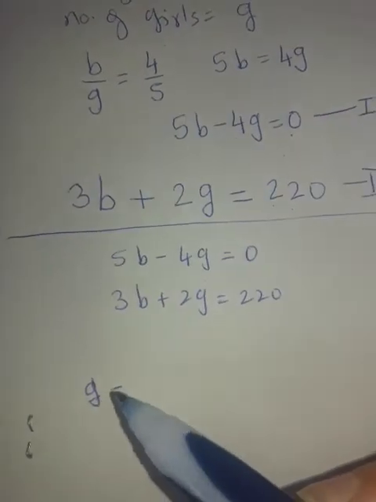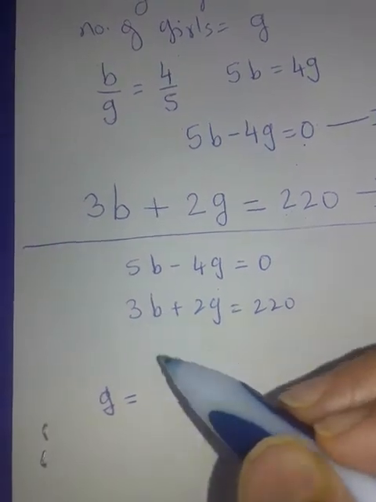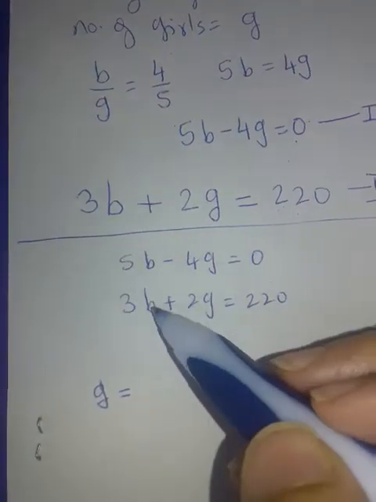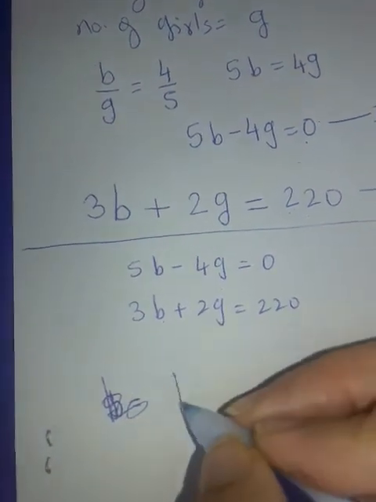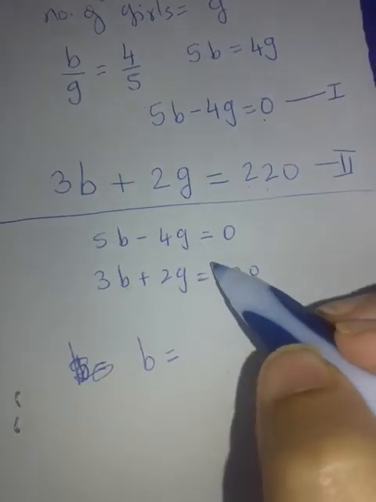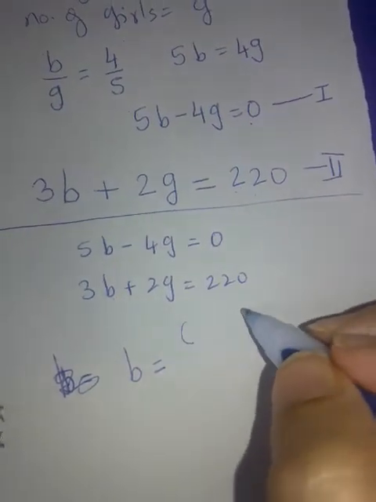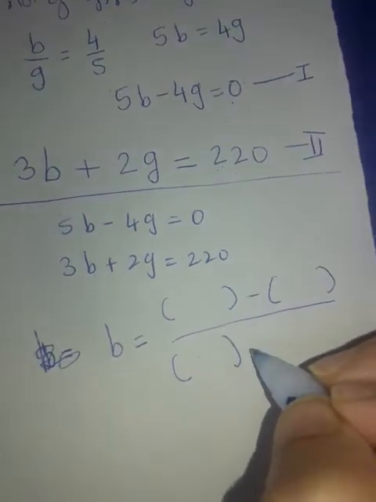Now if I need to find B or G, suppose I need to find B, then what do I need to do? I need to completely ignore it. So I want to find, suppose, B. So I am completely ignoring this and I'll concentrate on this. And if you remember, I showed you this drawing, bracket minus bracket.